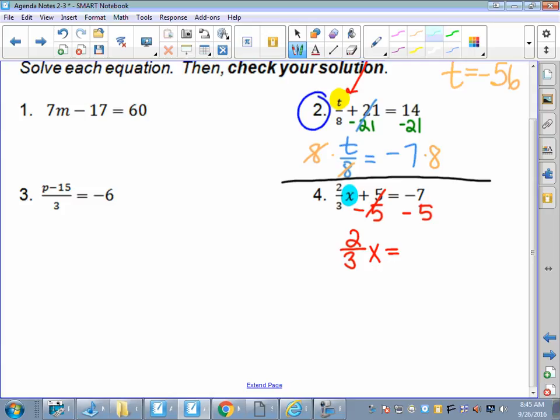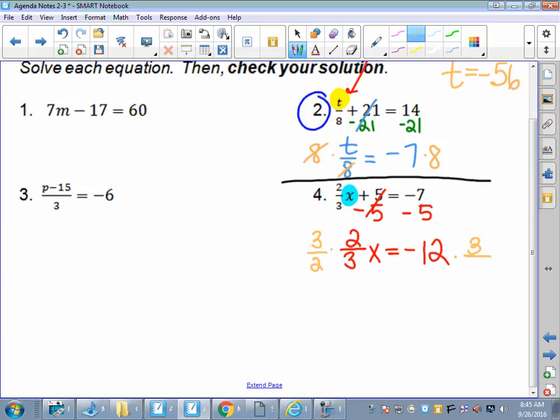Start from now. And that should be a negative 12 if I did my work right. And now it's 2/3 times x. Recall back from section 2.2. I don't divide by 2/3 even though it's timesing by 2/3 because I'm going to multiply by the multiplicative inverse, also known as the reciprocal.